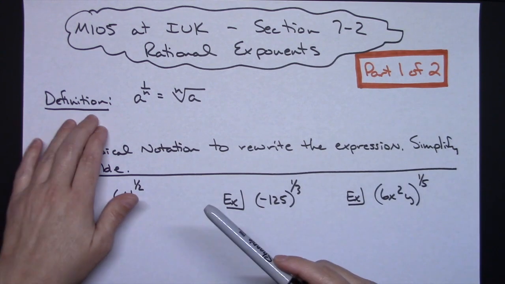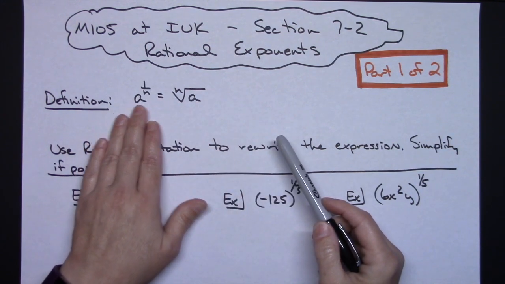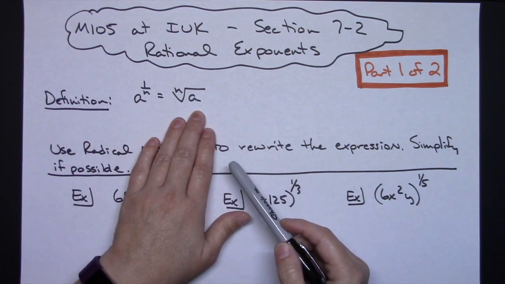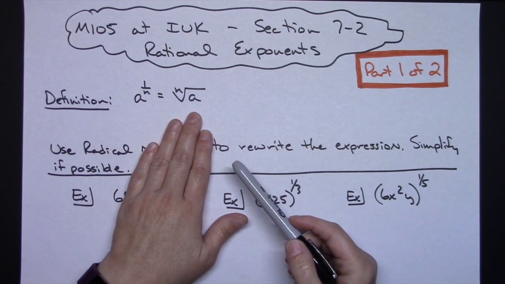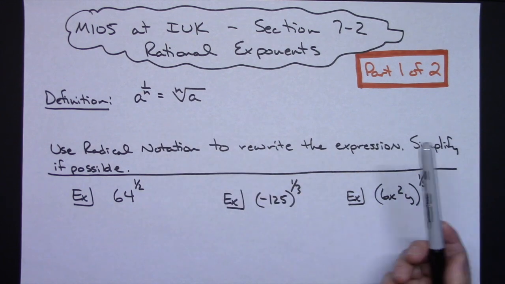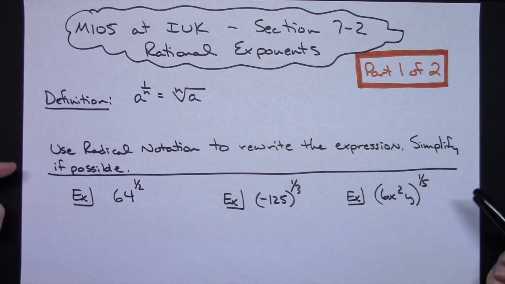Okay, so for our first definition here, I've got a to the 1 over n, and that can be rewritten as the nth root of a. This is going back and forth in between rational exponents and radical form, and it works going both ways. So just some examples to work through how this definition would work.